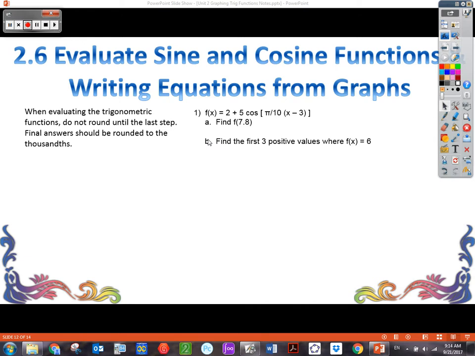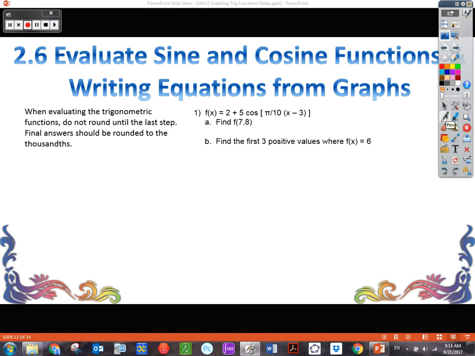So let's take a look at today's lesson. We actually have two different concepts that we're going to be looking at today. One is evaluating sine and cosine functions, and this will be using our calculators. So the first part is with the calculator. Then the second part of our lesson, we're going to look at writing equations from graphs. So those are the two topics that we're going to cover today.